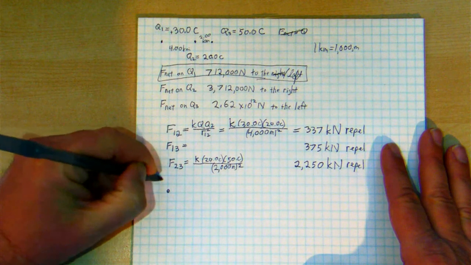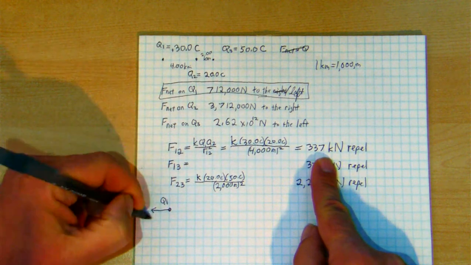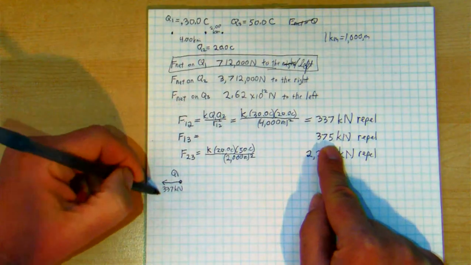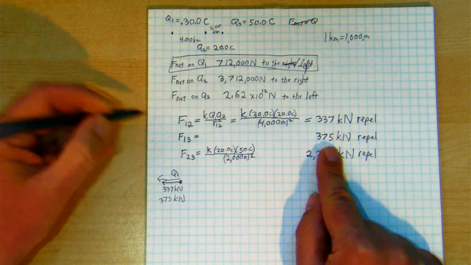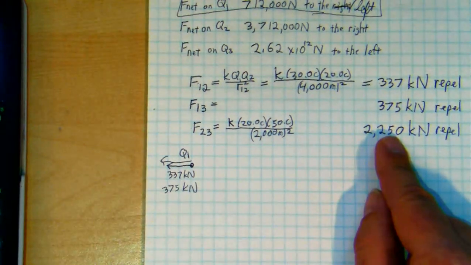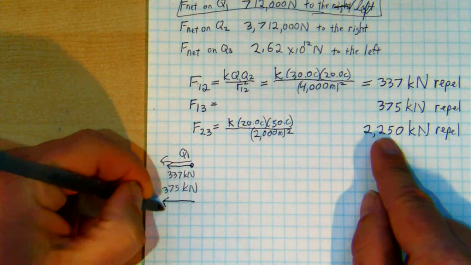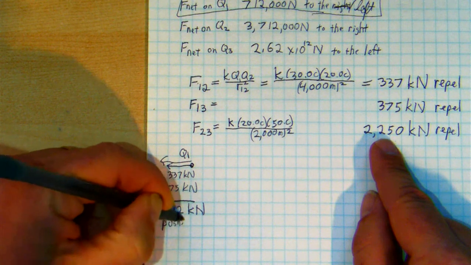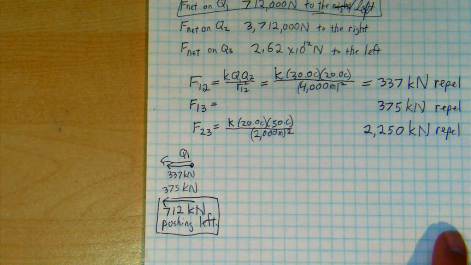From the point of view of Q1, Q2 is pushing me to the left with 337 kilonewtons. Q3 is also pushing me to the left with a force of 375 kilonewtons. So if I want to calculate the net force on Q1, I would add 337 plus 375, which means the net force to the left is 712,000 newtons, pushing to the left. That, I concur, is the net force on Q1.